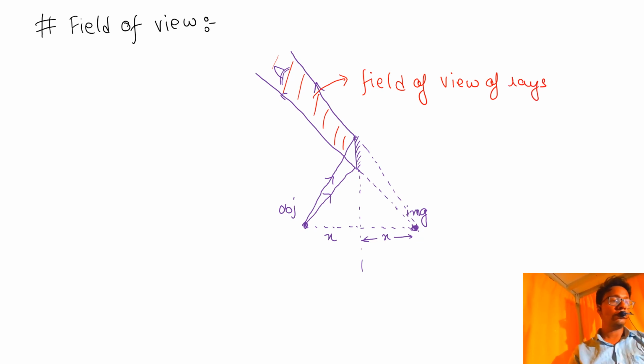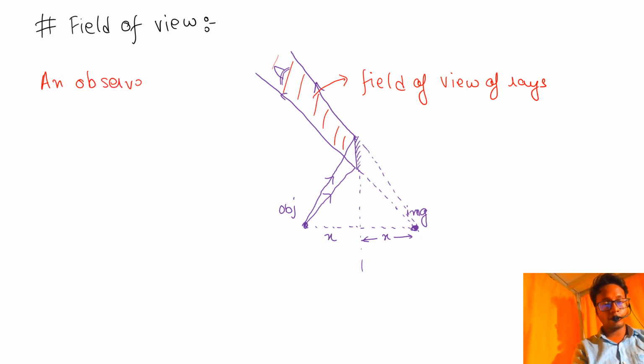That means what I'm trying to say is, an observer situated outside this field of view zone cannot see the image. Okay, so let us write that down. An observer situated outside the field of view zone.